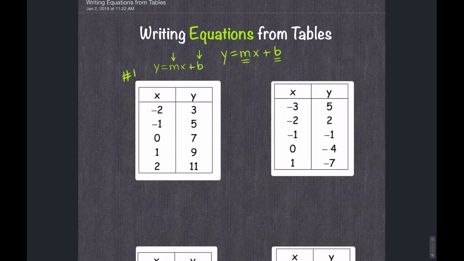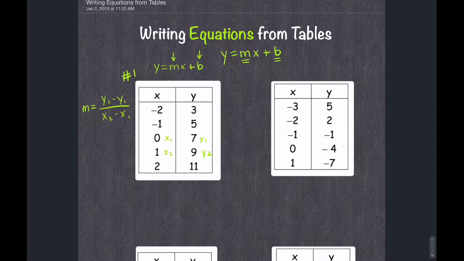So the slope formula, I'm going to draw it over here to the side. It is slope equals y2 minus y1 divided by x2 minus x1. The important thing here is to label your y values and the x values that you plan to use. And it doesn't really matter which ones you pick from the table. So I could select 0 as x1, and 7 as y1, 1 as x2, and 9 as y2.